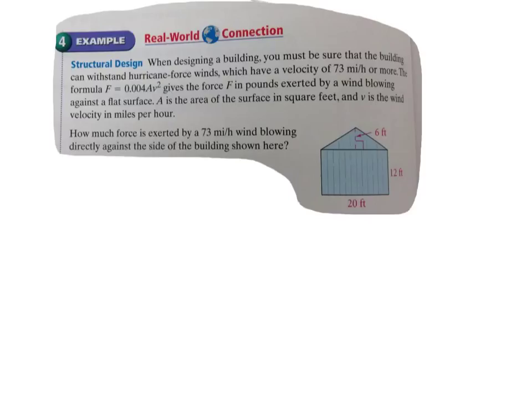Well, in example 4, they tell us the force of the wind against a building in pounds of pressure is going to be 0.004 times the area of the side of the building times the velocity of the wind squared. So, please pause the video while you try to figure out the area of the side of the building, and then you're going to plug in 73 miles an hour for V and figure out how many pounds of pressure are against the side of this building if a 73 mile an hour wind is blowing against it.